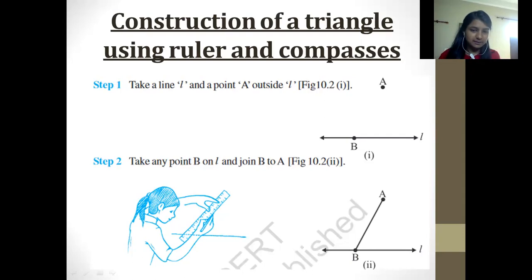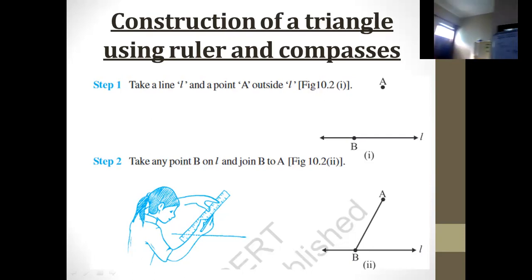So now here are the steps in front of you. Read the steps carefully and try to do it. And I'll also be doing it for you. Let me show you how we can construct these. Now I hope you can see the thing here. First of all, what is the first step they are asking? Take a line L and a point A outside L.